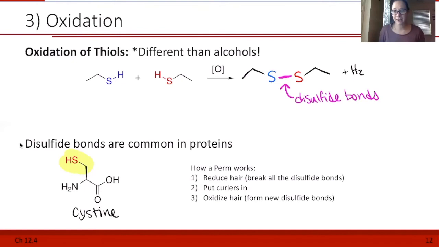So this is actually how a perm works. Those of you who had parents in the 80s that liked perms and all that fun stuff, how a perm works is you reduce your hair, so you break all of the disulfide bonds, and then you put your curlers in, and then you put an oxidant in your hair and reform all of those sulfur-sulfur bonds. So it reforms the hair in the curl that you want. So you're actually doing a covalent modification on the protein in your hair.